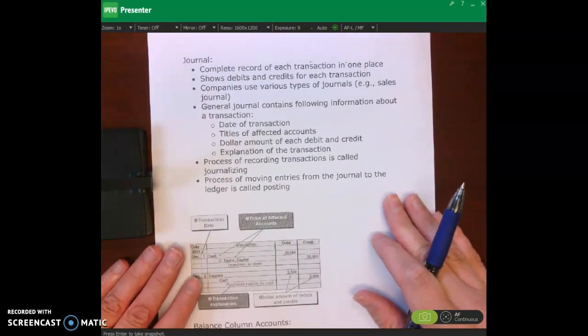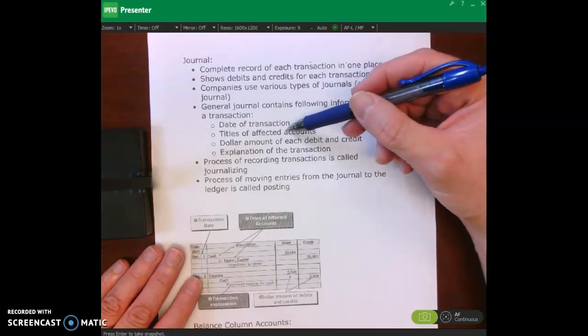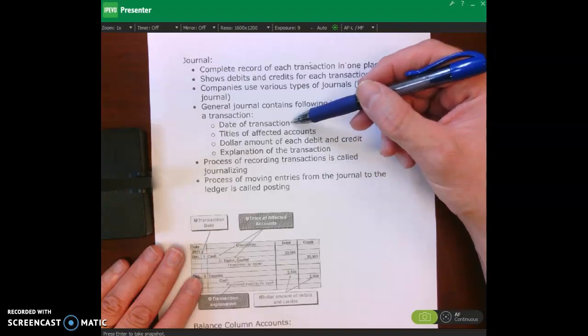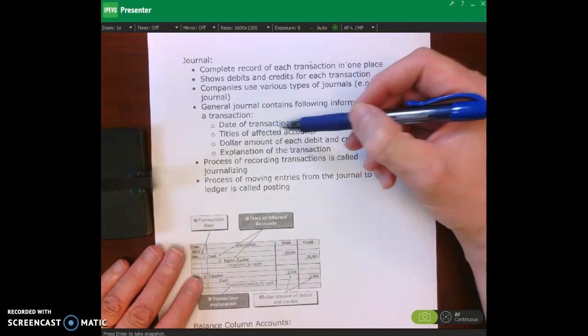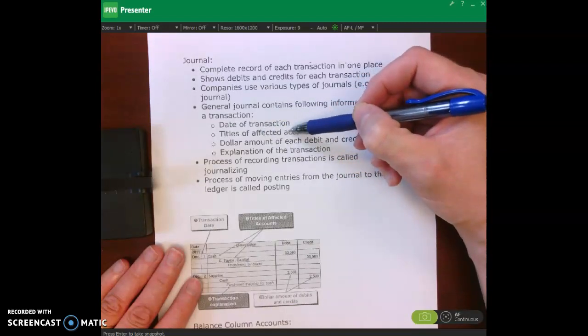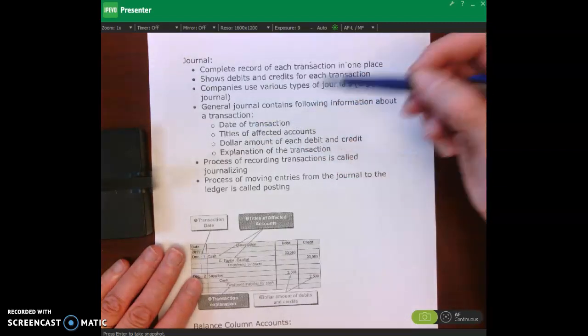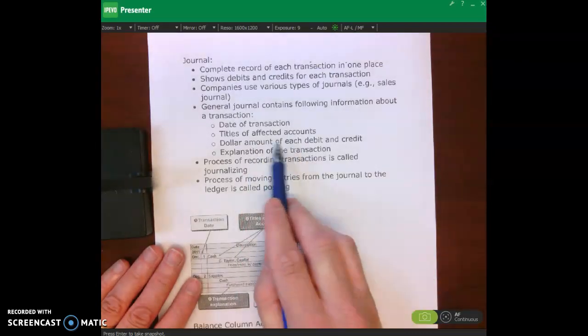In terms of a journal entry, we want to have the date of the transaction. We would want to have the titles of the affected accounts. So we would say, for example, January 1st, debit accounts payable. That's the affected account. Credit cash. Cash is the other affected account. The title, accounts payable, and then cash. The dollar amount, so we would say debit accounts payable $100, credit cash $100.